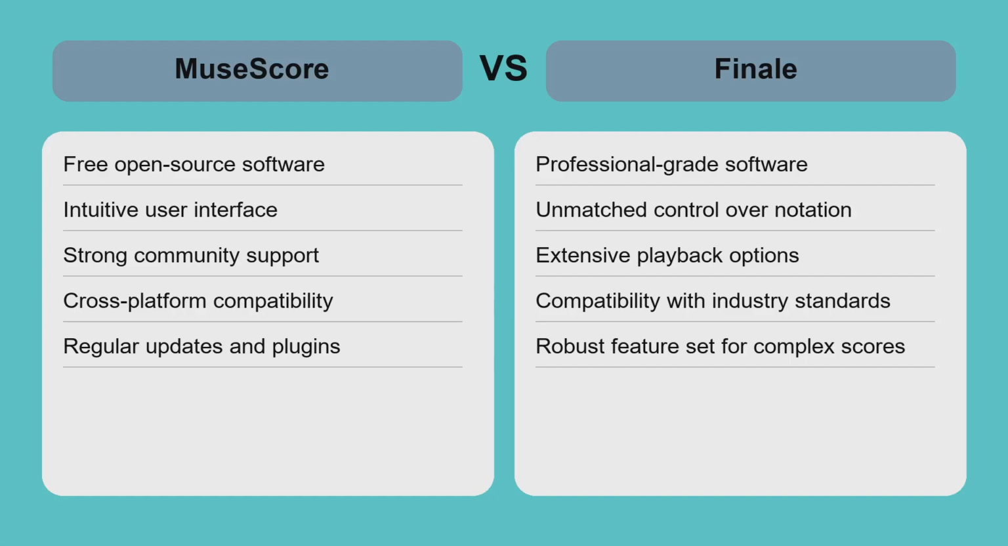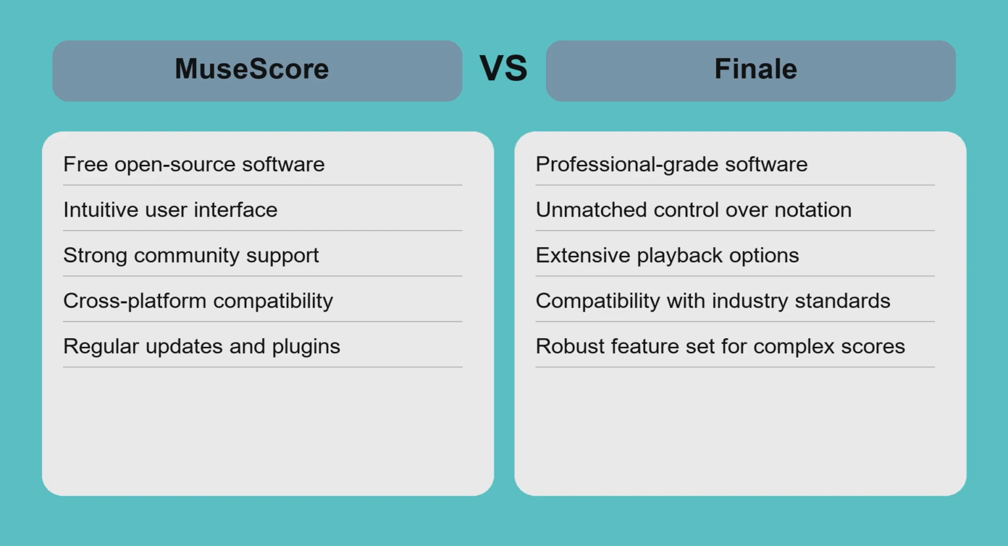MuseScore and Finale serve different user needs. MuseScore excels for those seeking a free, user-friendly option to create and share music quickly without a financial barrier. It handles most notation tasks well, but may struggle with very detailed engraving or large-scale projects. Finale shines in professional environments where precision and customization are critical, such as publishing or scoring for ensembles and film. While Finale demands more time to master and a larger investment, it offers advanced tools unmatched by MuseScore.